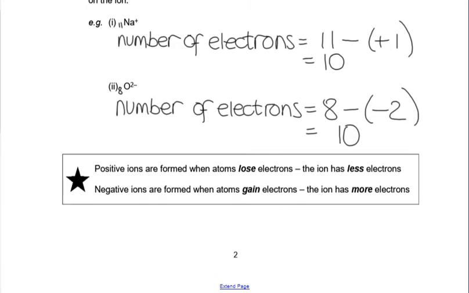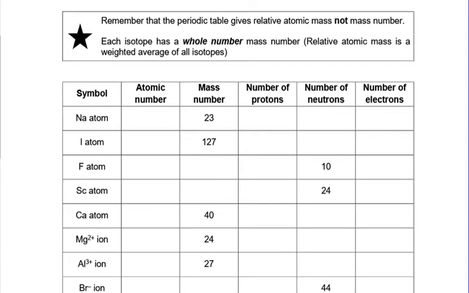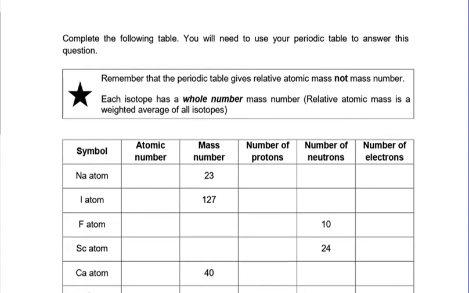What I want you to do is have a go at filling this table in. A couple of things to watch out for. You will need your periodic table, but only to find the position of the element and assign its atomic number. So you're going to be using your periodic table to find the atomic number. Everything else in this table you will have to work out. The periodic table does not have the answers to the rest of this information.